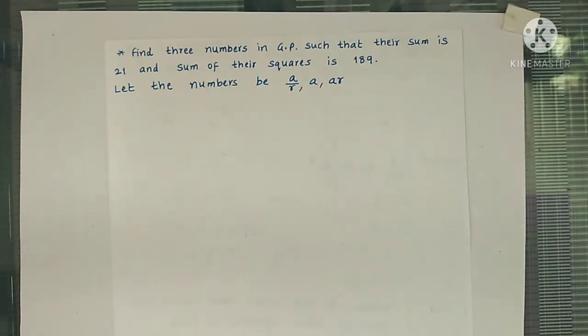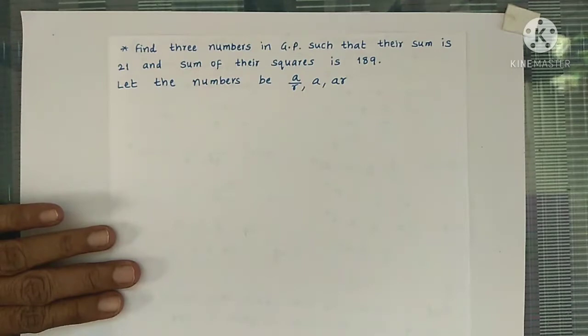Now the sum of the numbers is given and the sum of their squares is given. So if the product would have been given, then the question would be easier. Because if the product is given, then R gets cancelled and we can find the value of A very easily, and substituting that we can find the value of R. But now here the sum of the squares is given, so let's solve it.